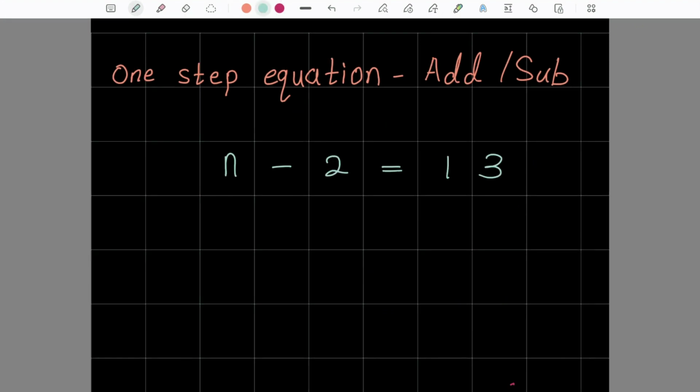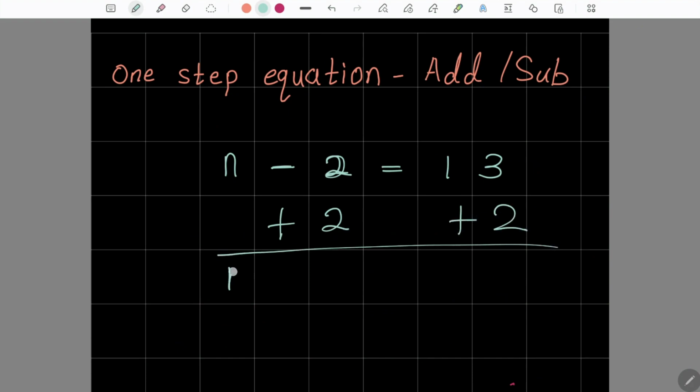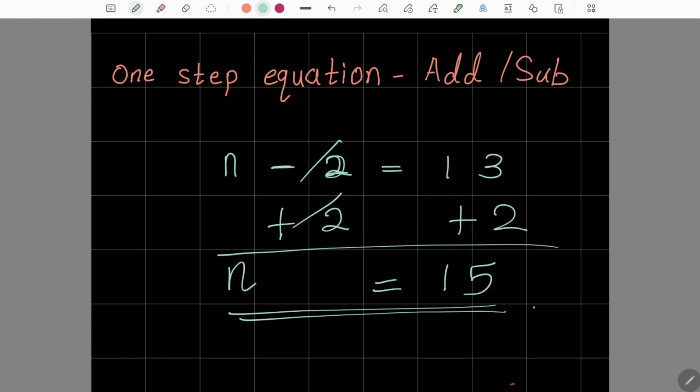n minus 2 equals 13. To cancel this minus 2, let's add plus 2 to both sides. Cancels each other out. 13 plus 2 is 15. I think you can hear some background music. Please don't mind. So n is equal to 15.